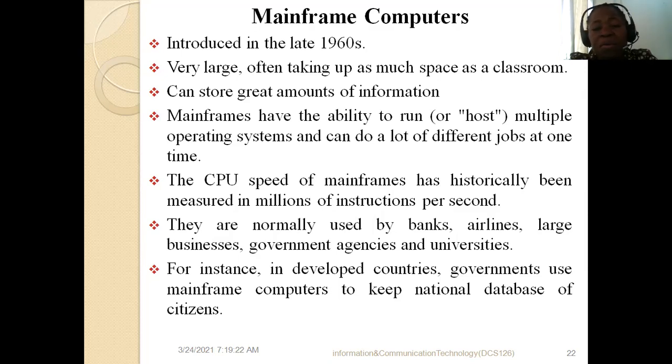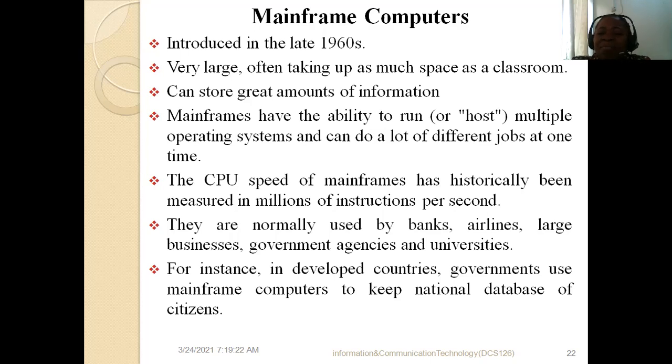These are computers that were introduced in the late 1960s. They were very large, often taking up as much space as a classroom. Just imagine a whole big classroom that can take up to 40, 50 students. One computer is sitting there, taking up that whole space. That tells you how large the mainframe computers were, or how large they can be, how big and large in size.